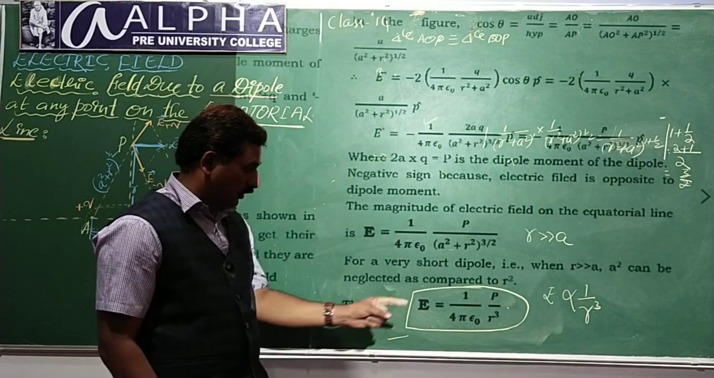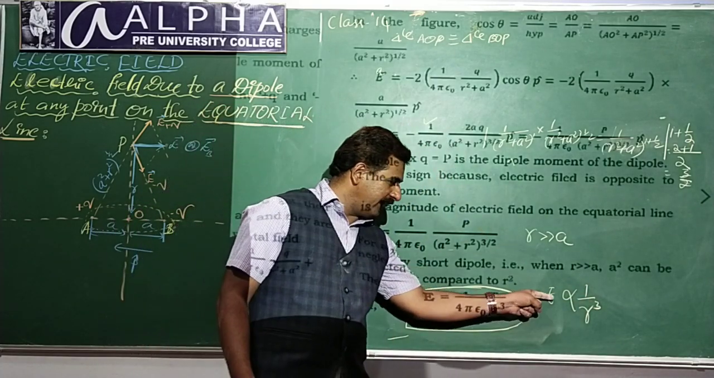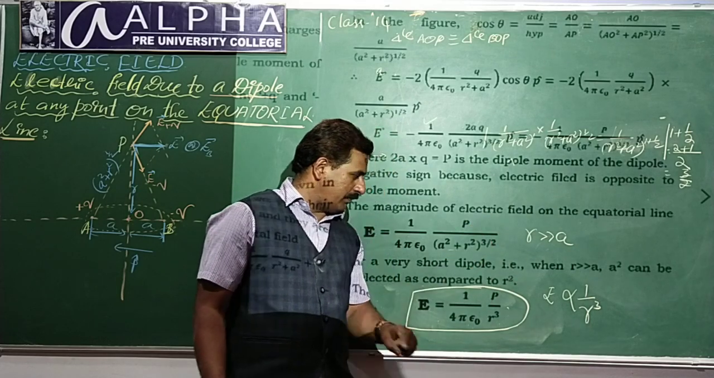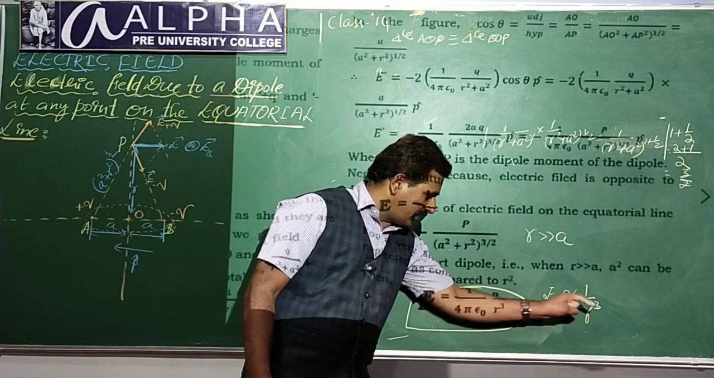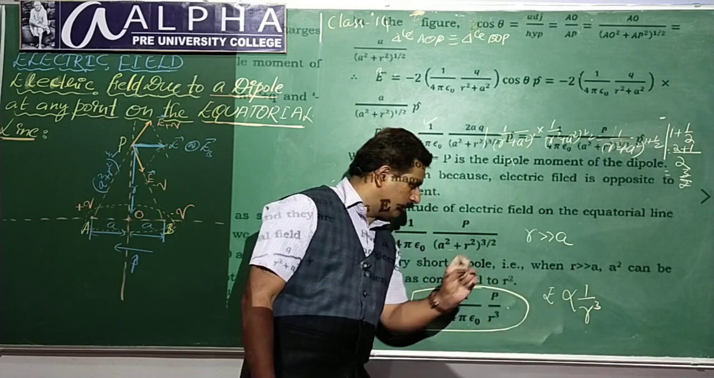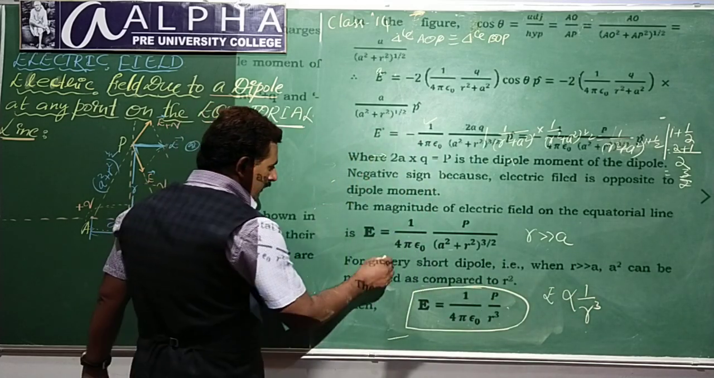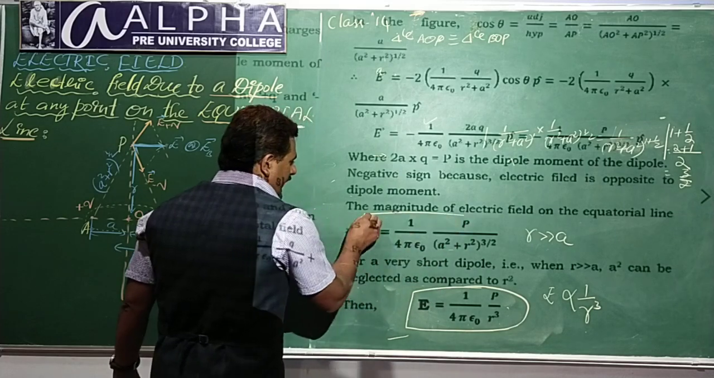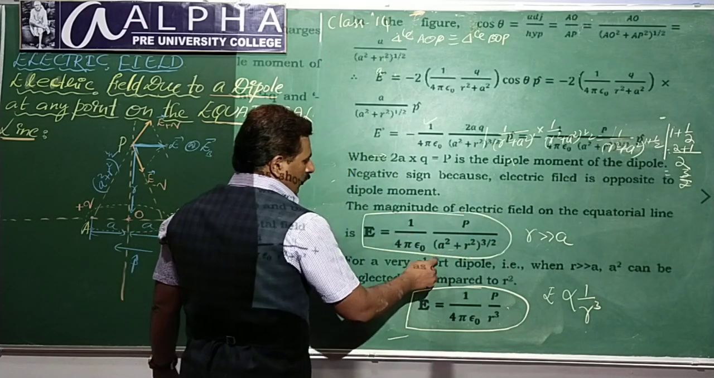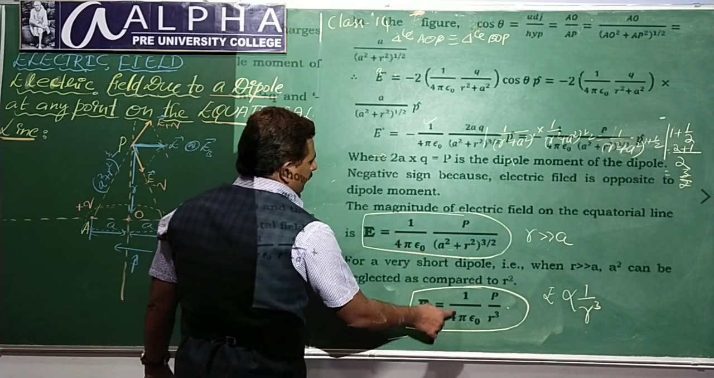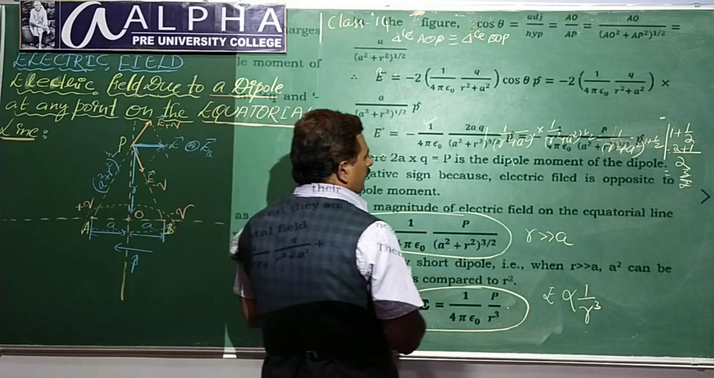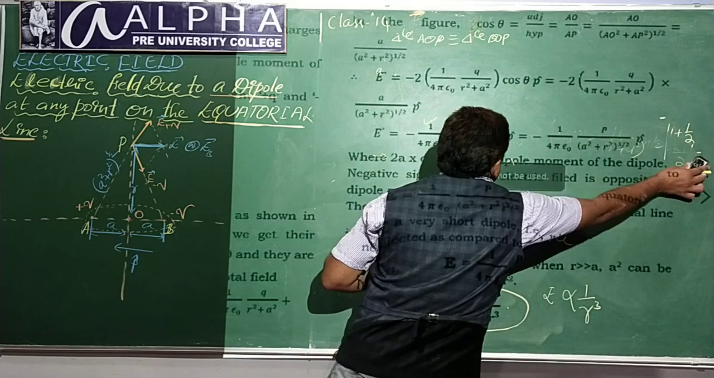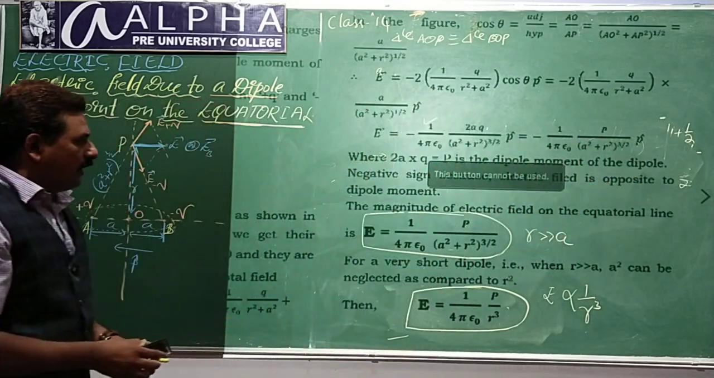You can remember that. One mark question: how does electric field vary with distance in the case of a dipole? It falls off as the cube of distance, inversely proportional to the cube of distance. Very important term. Write this. This is the magnitude form, without the arrow. This is the vector form, with the arrow. You can remember this part. I'll remove this now. This is about the calculation part.